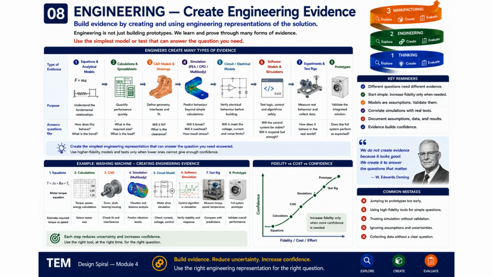This leads to an important engineering principle. Do not automatically build the most realistic prototype you can. Create the simplest engineering representation that can reliably answer the question you need answered. As uncertainty decreases, we can progressively increase the fidelity of our models and tests. So engineering create is fundamentally about creating evidence. Each calculation, model, simulation, experiment, and prototype should reduce uncertainty and increase our confidence in the design.